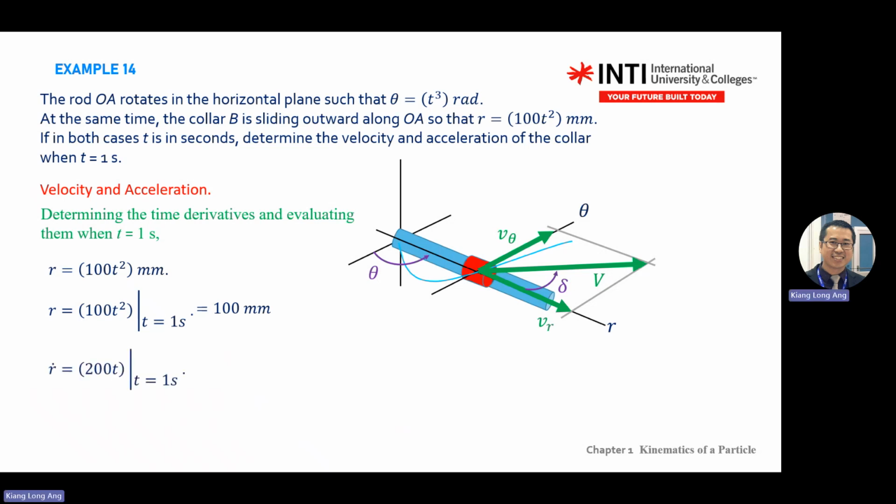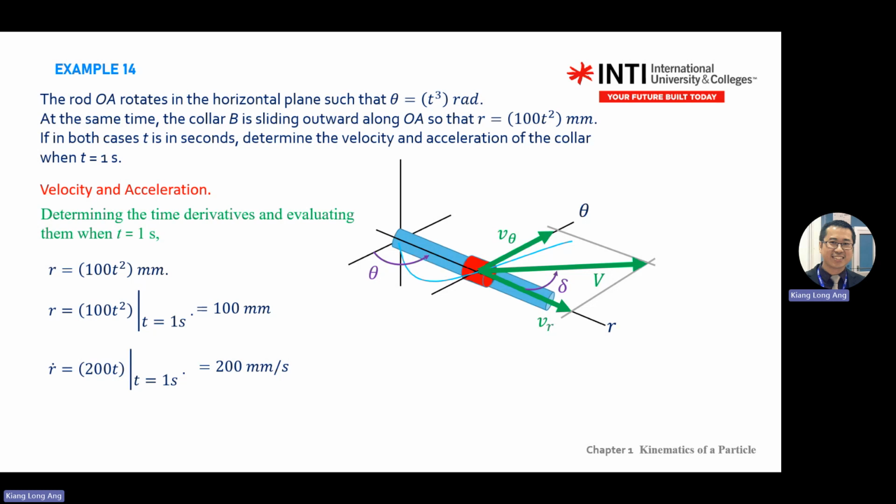Then you do r dot. You should already understand how to get 200t from differentiating 100t square. Then you substitute to get the r dot value at 1 second. Take note of the unit. R in this case is in mm. So when you differentiate, it becomes mm over second. R dot means time differential. So put in the unit.